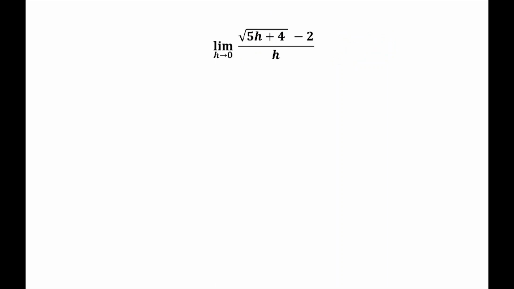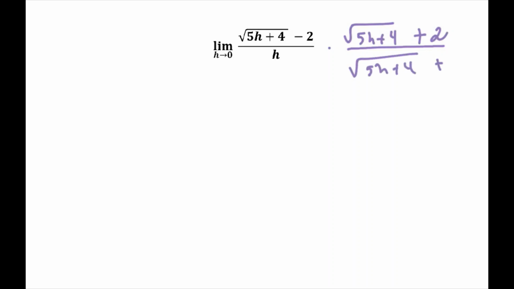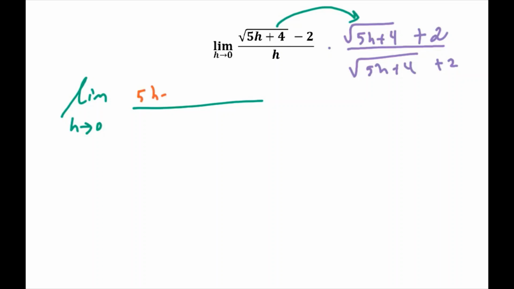In order to solve a question like this one, you need to think about multiplying the numerator and denominator by the conjugate. So in this case, I'm going to multiply the numerator and denominator by the square root of 5h plus 4, plus 2, the conjugate. Now when you multiply by the conjugate, these two will be 5h plus 4, and then negative 2 by 2 is negative 4, and down, h times the square root.